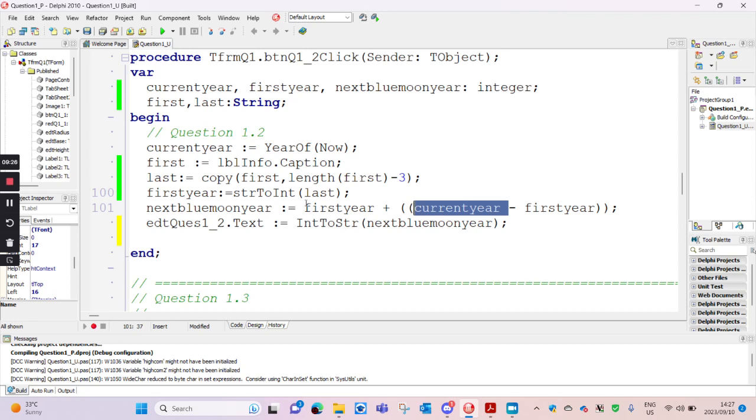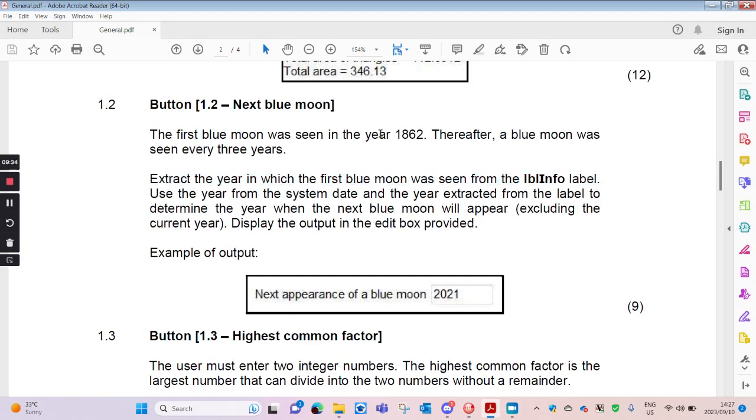All right. So, who tried this? What else do you think we can do? Remember the question I wanted. The first year the moon was seen is in that year, and then every 3 years after. The only reason we need the current year is that they want to know the next year the blue moon is appearing, but that should exclude the current year. So we must look for the next year, which is a multiple of 3 after that, from there, but it should be after the current year.